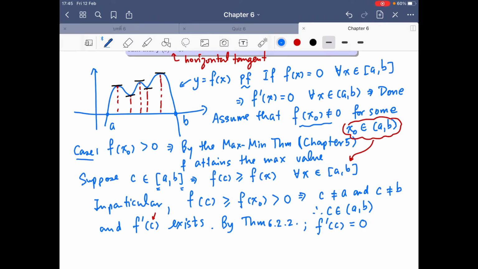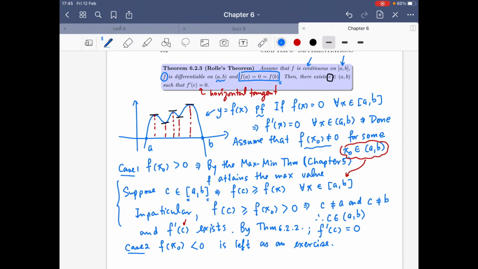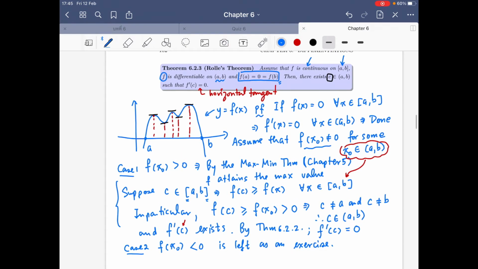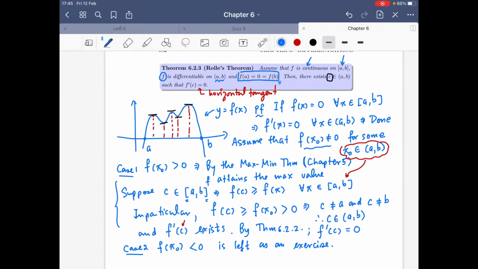Right? And of course, for the other case, if your f at x0 is negative, then you may try to use this argument to prove it by yourself. So this one will be left as an exercise for you to do. Just apply the previous theorem to conclude that your f prime at the particular point c equals 0.